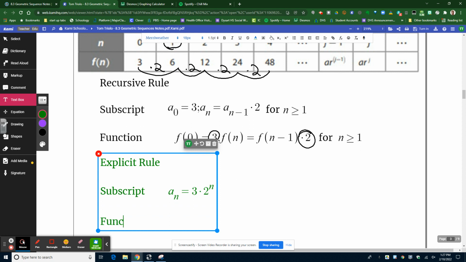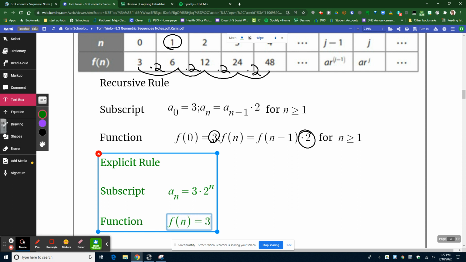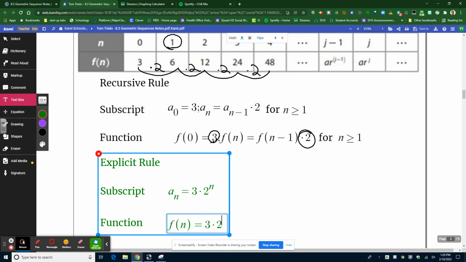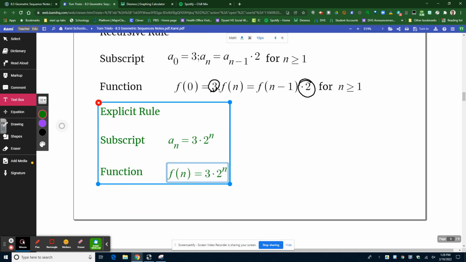Function. F of n equals my first number. Everything else on the right-hand side is the same. Does this look familiar at all? These equations in this explicit rule. It should look familiar, shouldn't they?